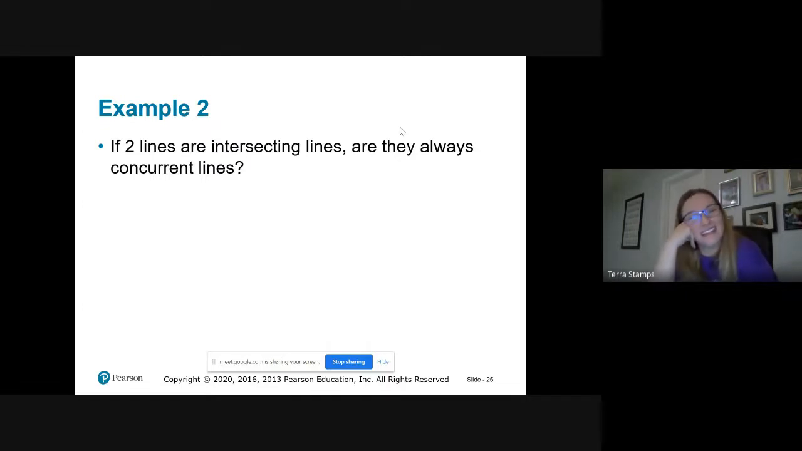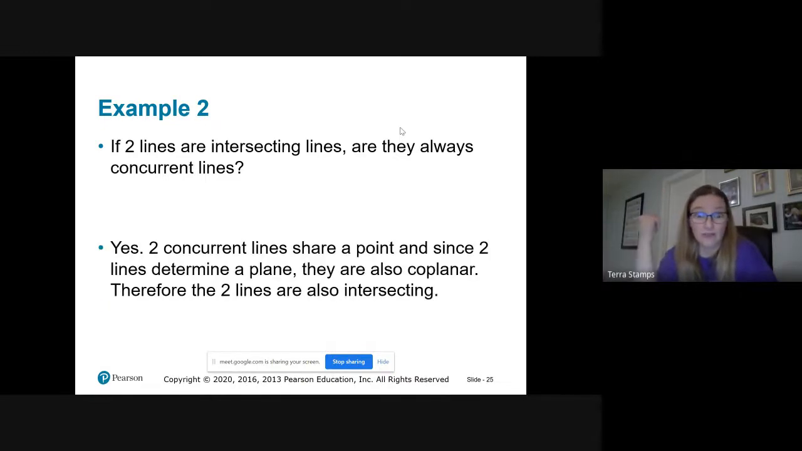If two lines are intersecting, are they always concurrent? The difference being coplanar or non-coplanar. Because it's only two lines, if they're intersecting, then yes, they are always concurrent. That's because two lines determine a plane. So those two intersecting lines determine a plane. They're concurrent as well. So those are going to determine their own plane. This gets a little different with three lines.